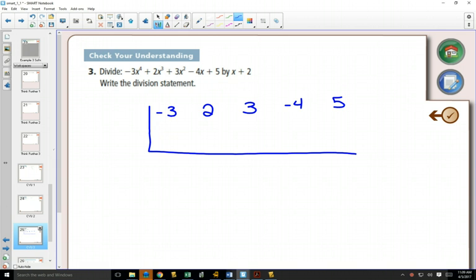Outside of this sort of box, we write what we're dividing by. We're dividing by x plus 2, so we always change that sign and write, in this case, -2 instead of +2.